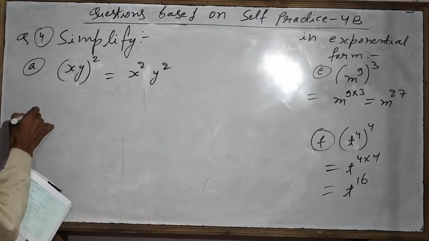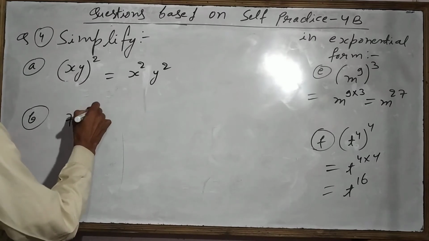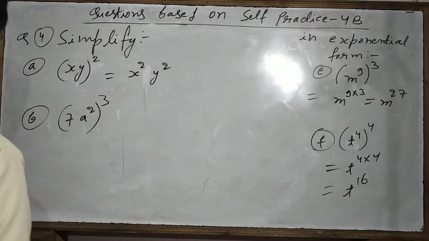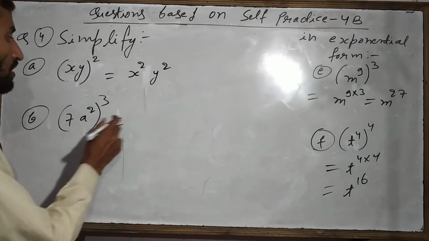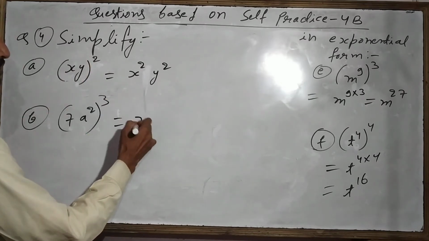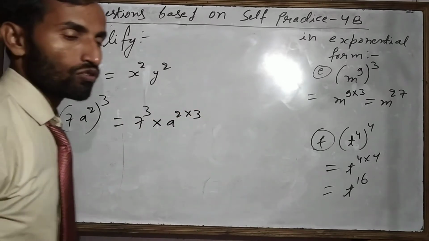Next one, b part, or next example, 7 a square whole square whole cube is given. These types of questions are given. So 7 power 3 will come and a power 2 into 3, like this will come. So 7 power 3 into a power 2 into 3, like this the expression will come.